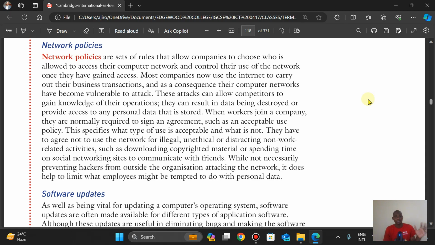So the whole essence of network policy is that there are rules that allow companies to choose who is allowed to access their computer network, and they control the use of the network once they gain access to it. A good example is the intranet, which is a private network, and this is what banks are making use of.